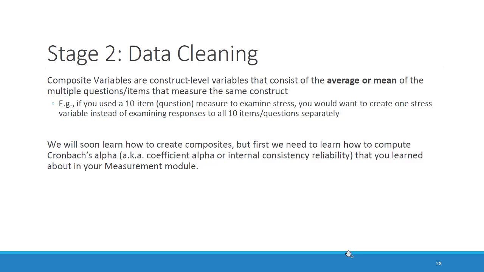The idea is that composite variables are construct level variables that consist of the average or the mean of the multiple questions or items that measure that same construct. So for the previous example, we had 8 items measuring exhaustion. We don't want to have to analyze 8 separate items. We want one score that indicates the participants' overall levels of exhaustion. So in order to do that, we create an average or a mean of those 8 items together.